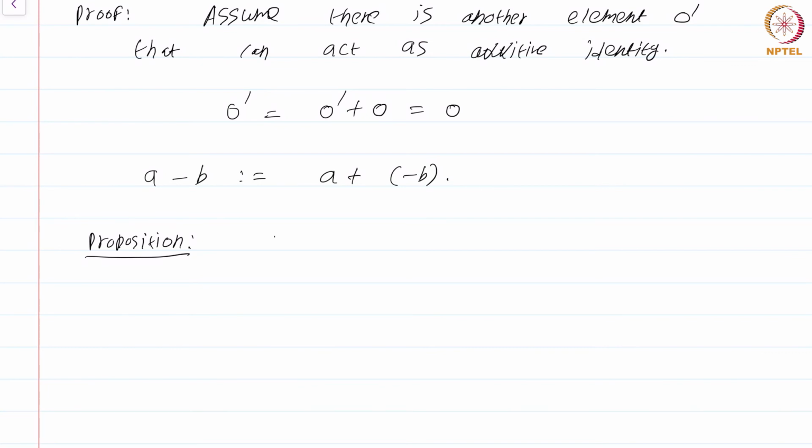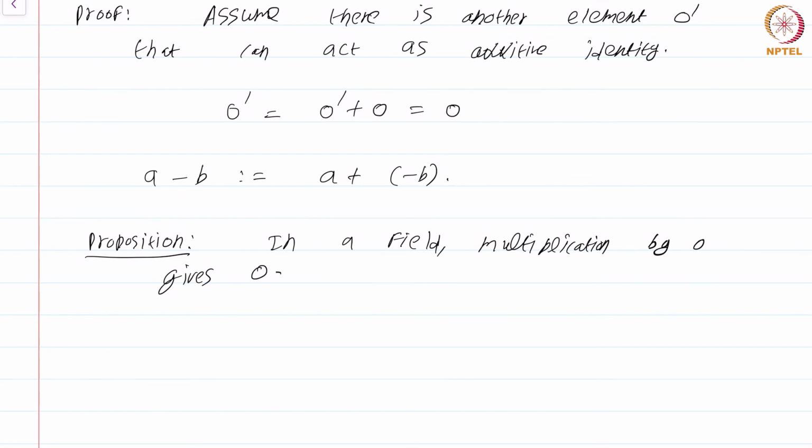In a field, multiplication by 0 gives 0. Well, I'm proving A into 0 is 0. This might seem comical, but I'm going to use only the algebraic properties of the field to do it.